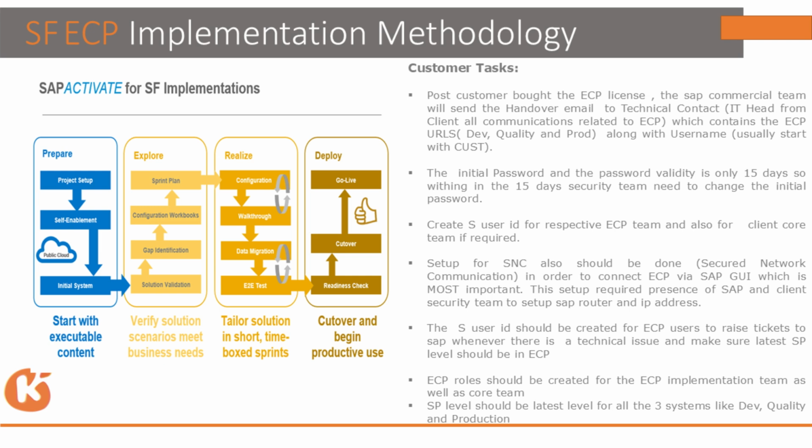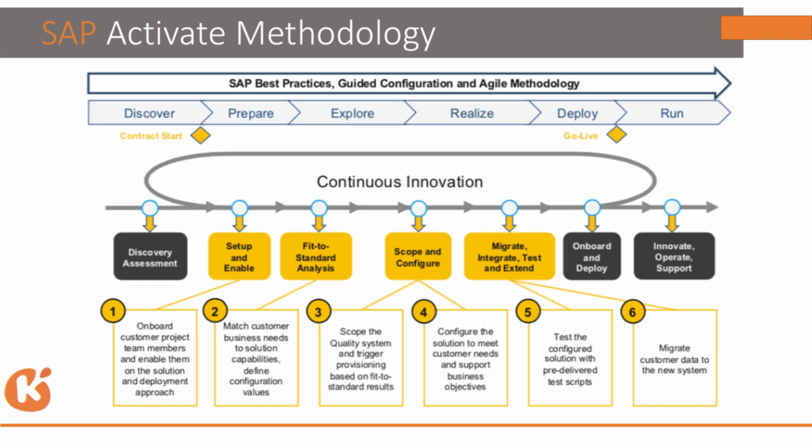So once you get the S-user ID, you can start the implementation. Whenever you get any issues, you can raise them with SAP so that SAP will resolve them. So this is overall what the customer needs to take care of. All these activities, whatever I just explained from top to bottom, should be taken care of by the customer side. SAP will not be involved in any of these points. SAP will only send the URL. The remaining setup you have to take care of.